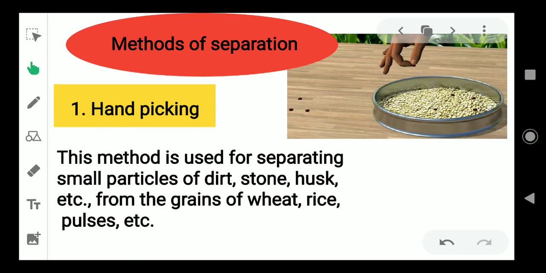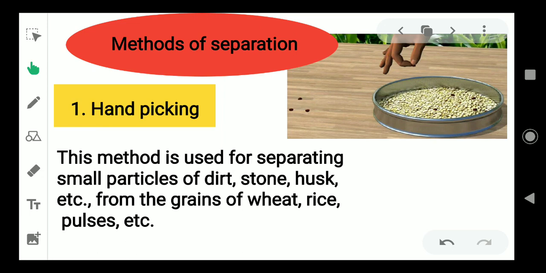Now let's learn the methods of separation. First method of separation is hand picking. Everybody might have seen it. Separating unwanted substances from the mixture of both unwanted and needed substances. This method is used for separating small particles of dirt, stone, husk, etc. from the grains of wheat, rice, pulses, etc.